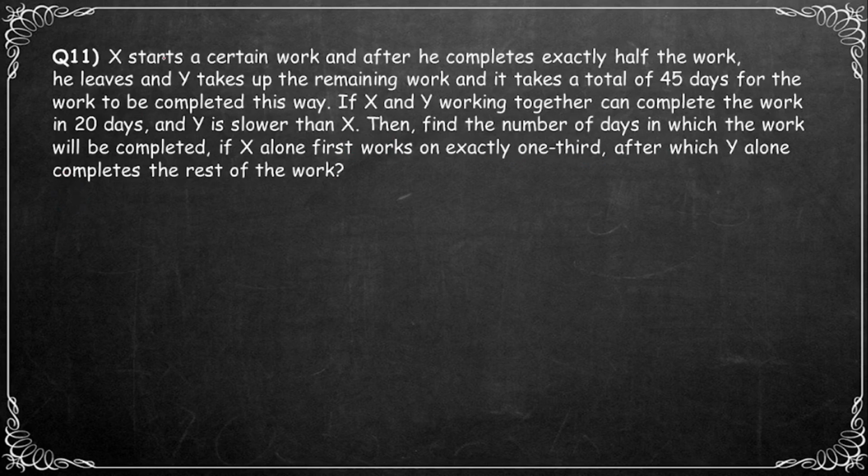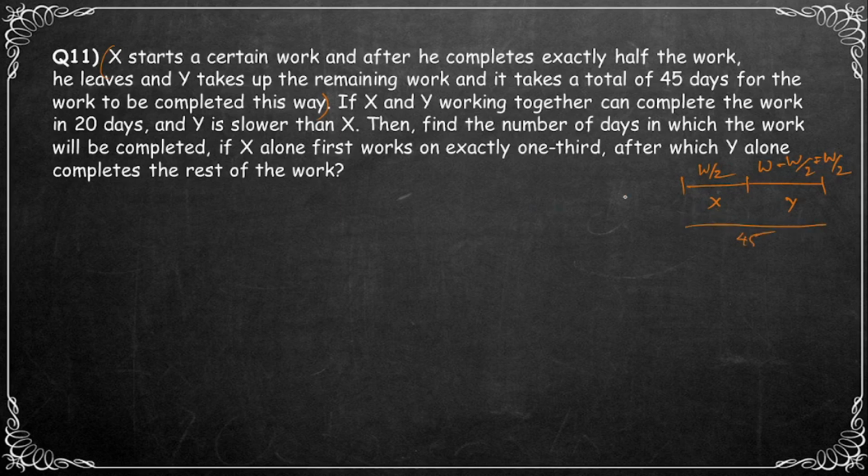So since this is a big question, we take it sentence by sentence. So the first sentence is this. If you want to form an equation, we can do it like this. So X completes half of the work, right? So the first part is half of the work. So the remaining amount of work is the total work minus the work done by X, which is w by 2. So X alone does half of the work and then Y alone does half of the work. So the total time is 45 from here till here.